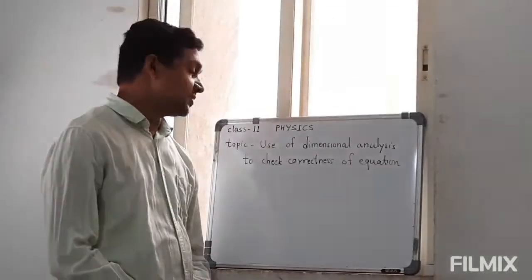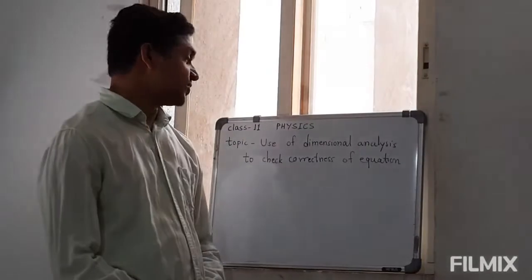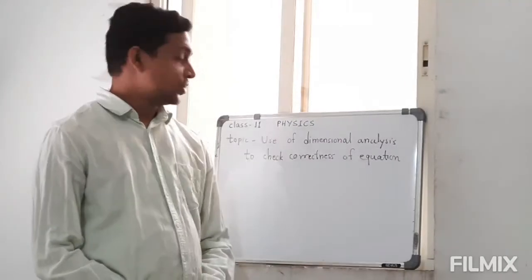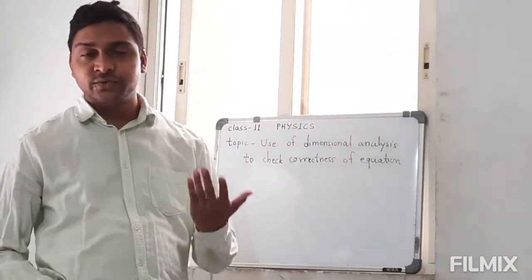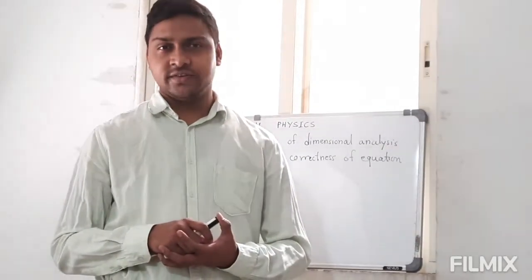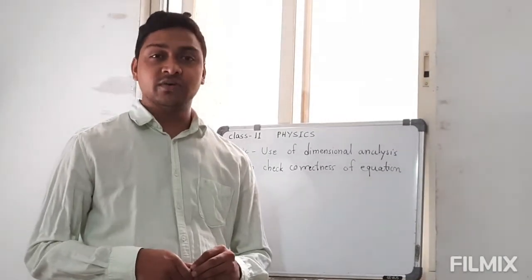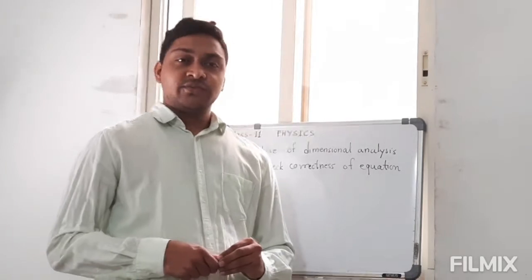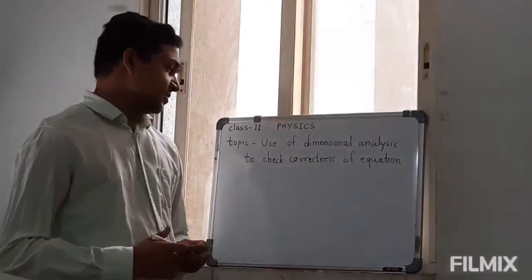In class 11 standard, subject is physics. Today's topic is use of dimensional analysis to find correctness of equation. In the last video, we learned about how to find dimensions of given physical quantity. I hope you solved the worksheet. If you solve the worksheet, you can find this part easier.